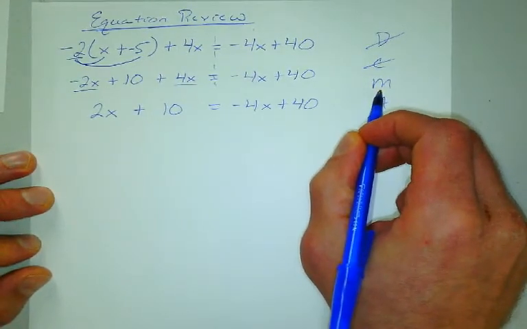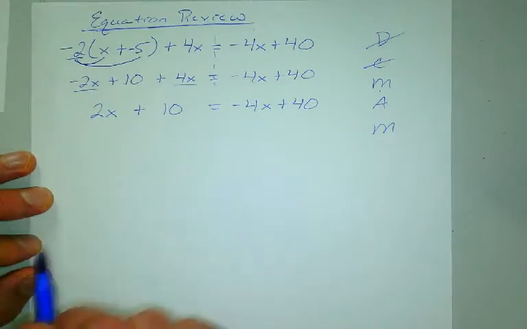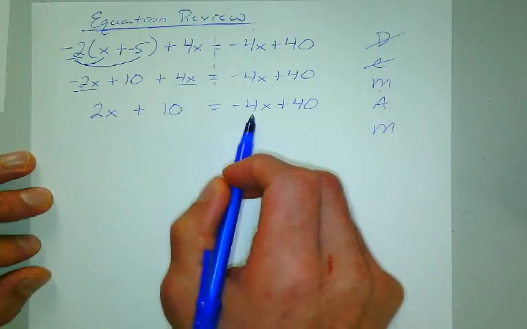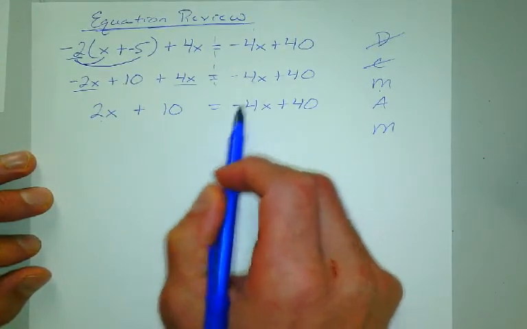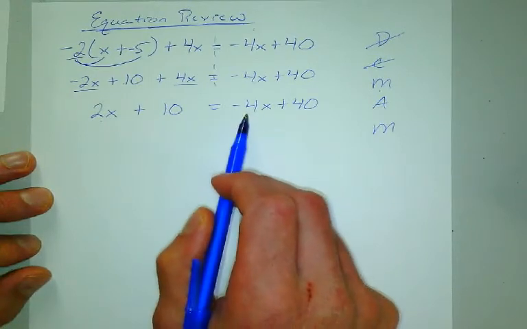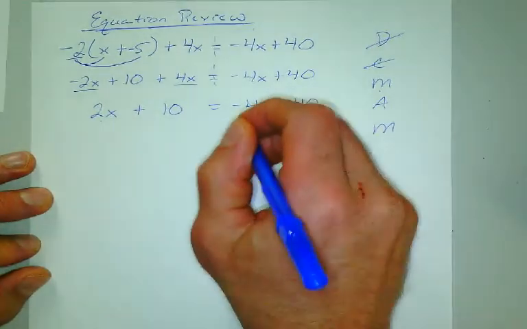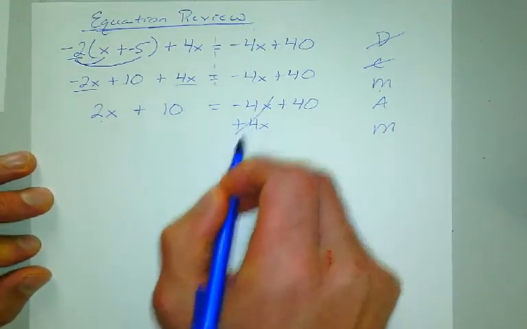M for move. We have to move to get x in one spot on one side. So in this case, we have a 2x on the left, -4x on the right. I like to move the smaller one, so I'm going to move the -4x by doing its opposite. So if it's a -4x, we are going to do +4x. All right, that gives us our zero pair. It makes it go away.